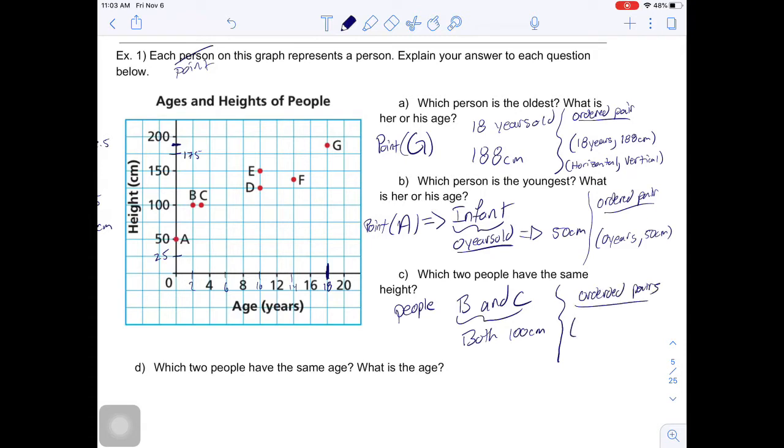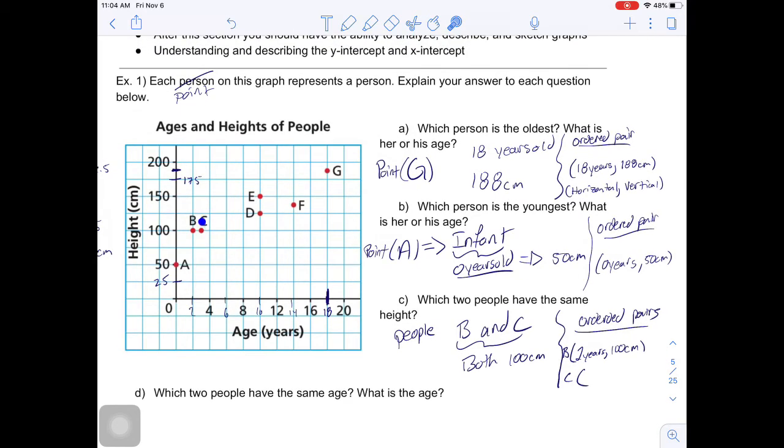So here, they share 100 centimeters, but B here starts at 2 years, and they are 100 centimeters. So this is point B. And I would just represent B and then show its ordered pair. So B is at 2 and 100. C is at 3, right? So between 2 and 4 is 3. So 3 and 100. So 3 years and 100 centimeters here. So there's listing our ordered pairs, and we can see that they both have the same height.